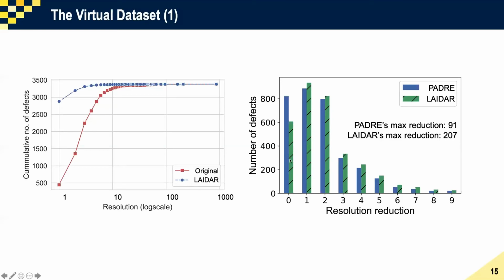Nearly 800 defects have no resolution improvement after applying PADRE, but the number is 200 lower for LAIDAR. LAIDAR also shows advantages for the number of defects with resolution improvement that ranges from 1 to 9. In addition, note that the largest resolution improvement resulting from PADRE is 91, while the number for LAIDAR is 207.